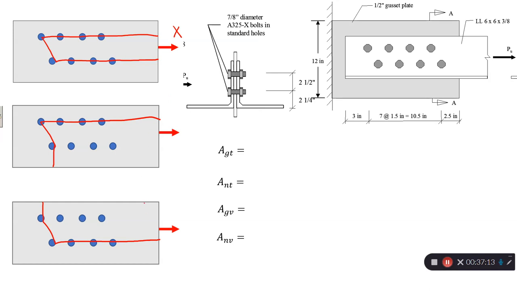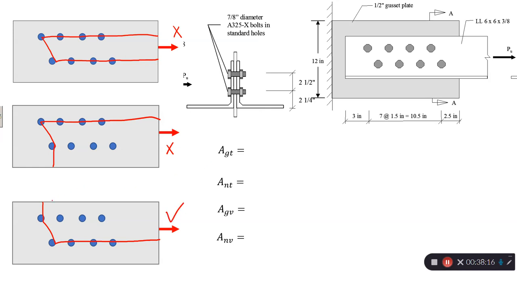And let's see the next two cases, which one will be critical. Okay, so let's take a closer look. They're going to have the same length of the tension path, right? So although it looks different, the length of the tension failure path is going to be the same. And so the tension component will be the same for these two cases. And let's look at the shear component. Case 3 is going to have the shorter shear failure path, meaning that case 3 is going to have smaller shear strength. Meanwhile they have the same tension strength. So case 3 will be critical.